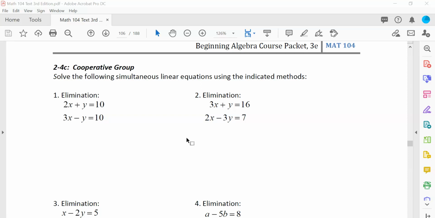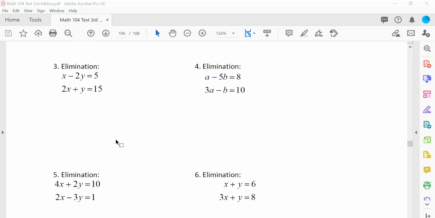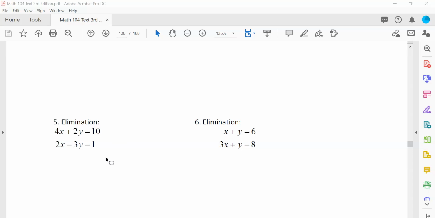All right, in the last video we did elimination. This one is a continuation of that. Now we did problem number 2 in the last video. I'm going to start this video skipping down to the cooperative group problems, problem number 5. So we have 4x plus 2y equals 10 and 2x minus 3y equals 1.